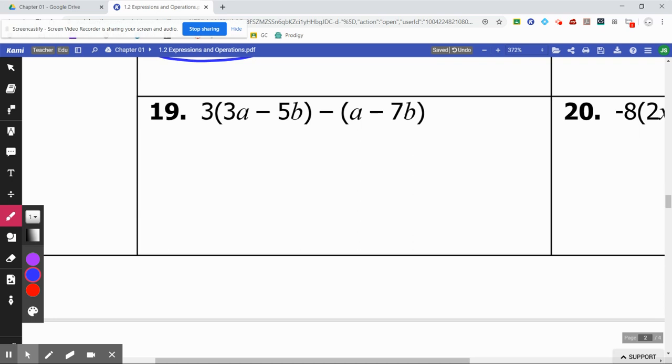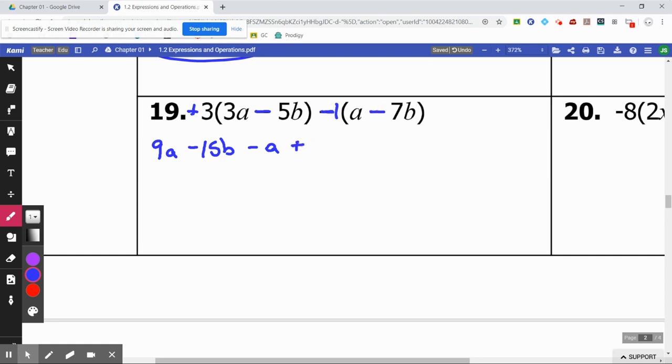Distribute the 3. 3 times 3 is 9. Still have an a. Positive 3 times a negative 5 is a negative 15, and you have 1b. Distribute the negative 1 to your second set. Negative 1 times a is a negative 1a. You don't have to put the 1 there. Negative 1 times a negative 7 is a positive 7.